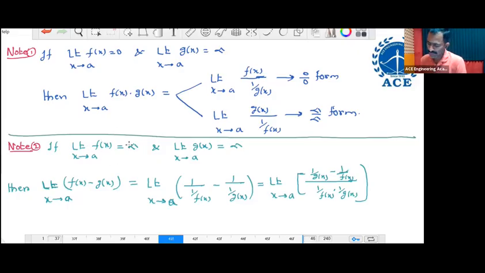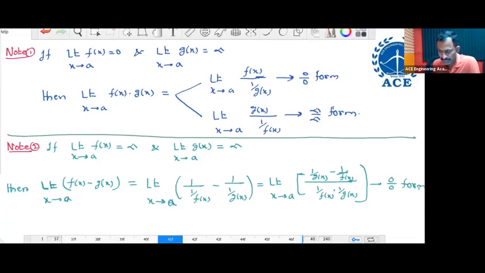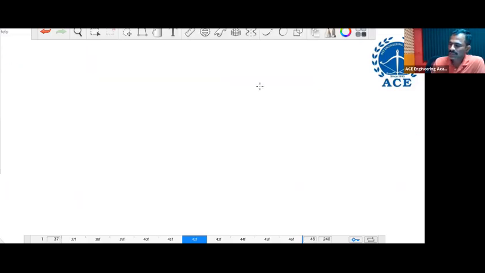F of x is becoming infinite and g of x is becoming infinite at a. So 1 by infinity is 0, 0 into 0 is 0, 0 minus 0 is 0. This is 0 by 0 form. Like this, we can reduce the third, fourth forms to 0 by 0. Similarly, other forms also. Right? Other three forms are like this: 0 power 0, infinity power 0, and 1 power infinity only.